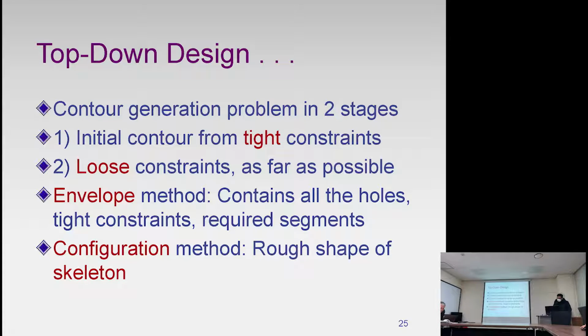So contour generation can be solved in two stages. First is the initial contour made from tight constraints, and second, constraints satisfied to the maximum extent possible. So initial contour is generated by two methods. First is the envelope method, which contains all the holes, tight constraints, and required segments, and is created algorithmically. And second is the configuration method, which specifies the rough shape of contour using skeleton.